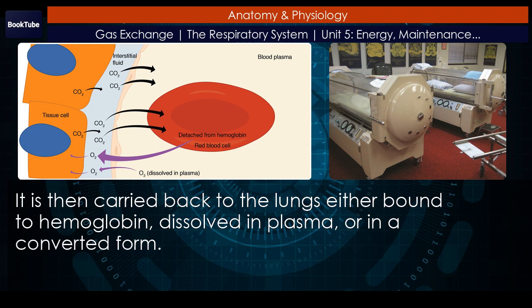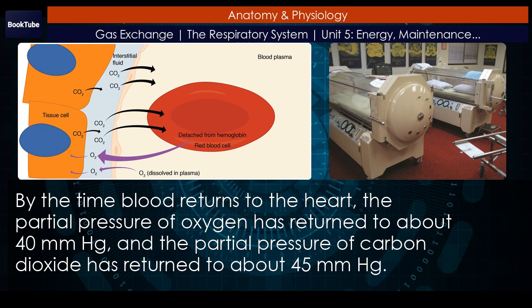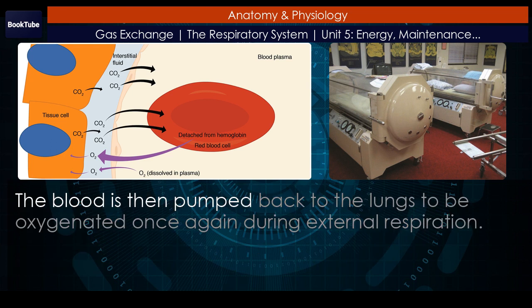converted form. By the time blood returns to the heart, the partial pressure of oxygen has returned to about 40 mm Hg, and the partial pressure of carbon dioxide has returned to about 45 mm Hg. The blood is then pumped back to the lungs to be oxygenated once again during external respiration.